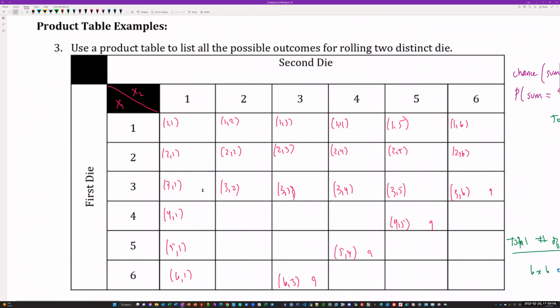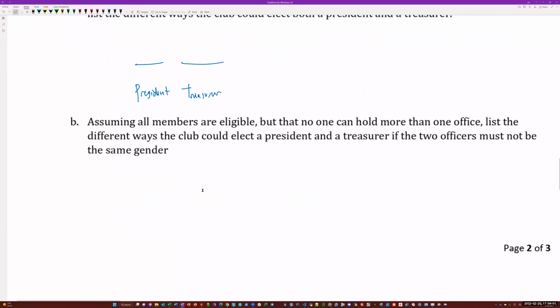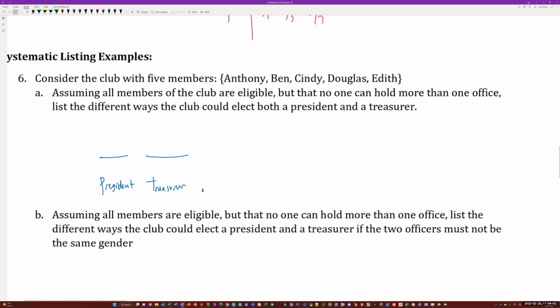So how many ways are there to pick a president first? What would you say? 5. There's 5 possible presidents we can select. Is that correct? Now, given the fact that we selected a president, how many treasurers can we pick? So we get 20. Does that make sense?